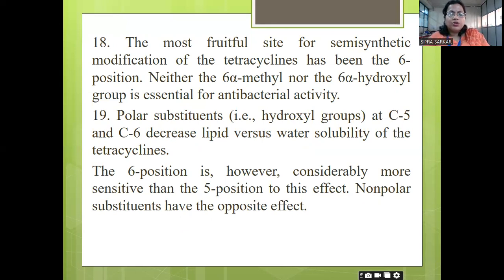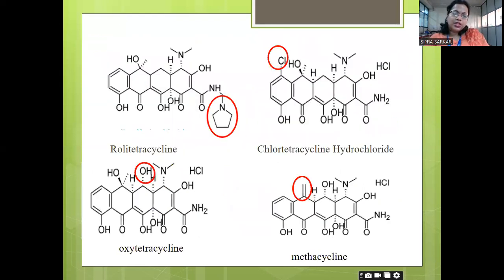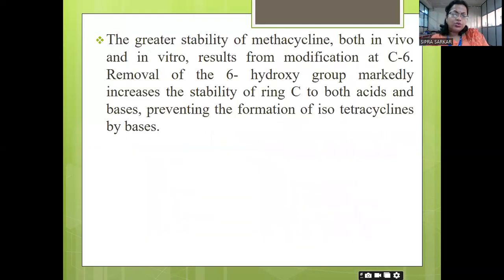A polar substituent such as a hydroxyl group at C5 and C6 decreases the lipid versus water solubility of the tetracycline. The 6th position is, however, considerably more sensitive than the 5 position to this effect. Non-polar substituents have the opposite effect. Now different products are there: tetracycline, chlorotetracycline, oxytetracycline, methacycline. So depending upon the different substitution, these drugs are produced.